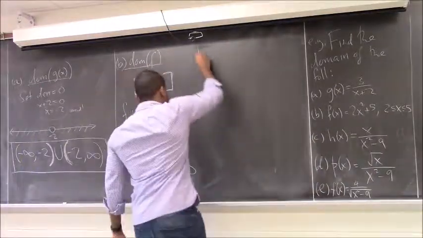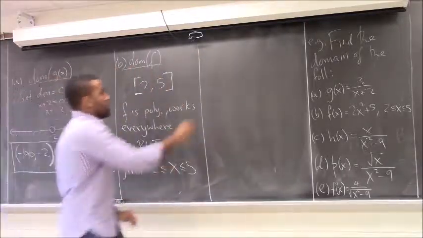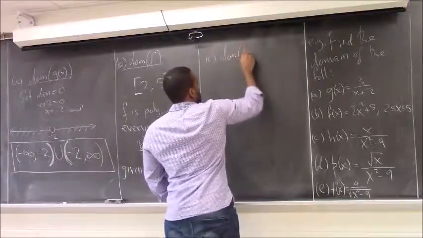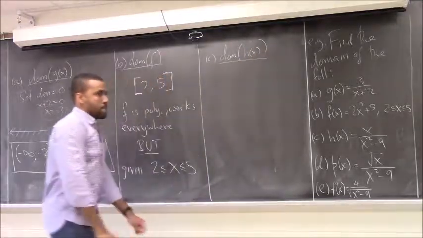Okay. Because 2x squared plus 5 is too easy, let's talk about C. Say the domain of h. How do we do that?